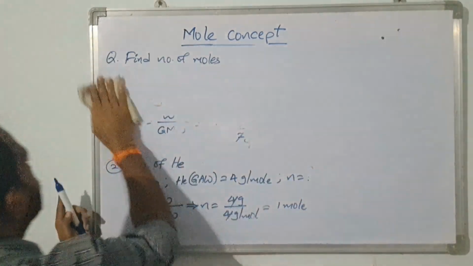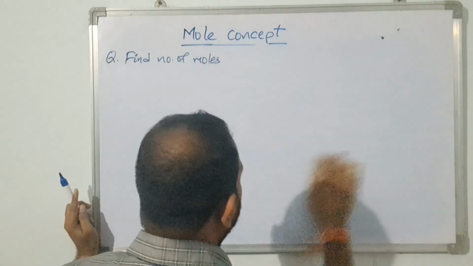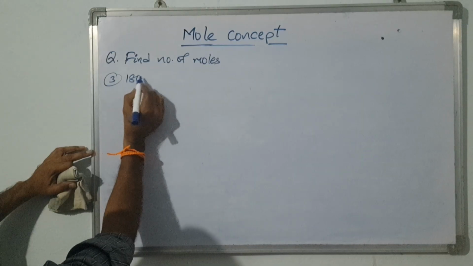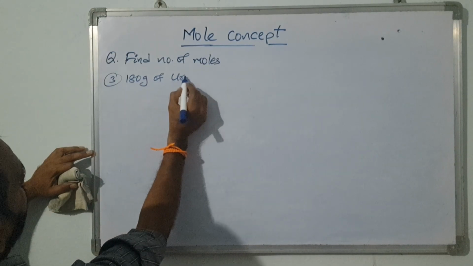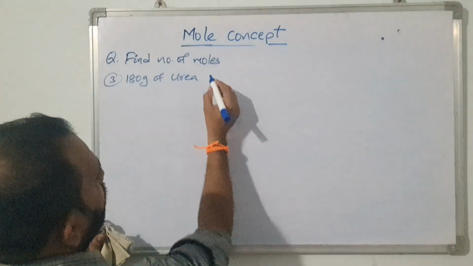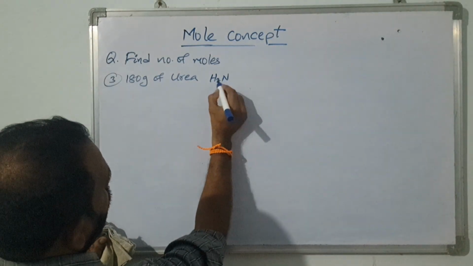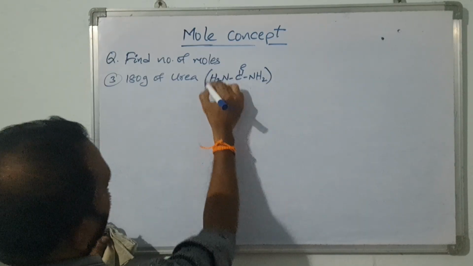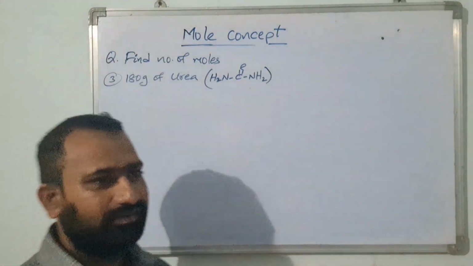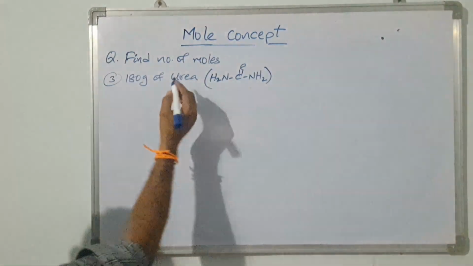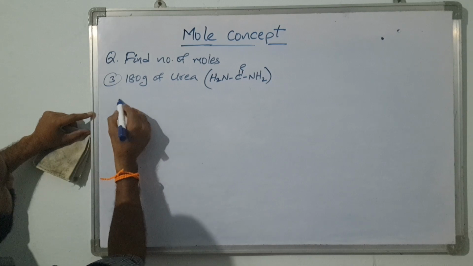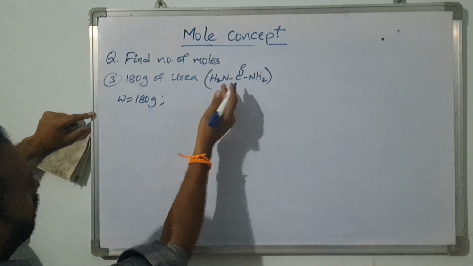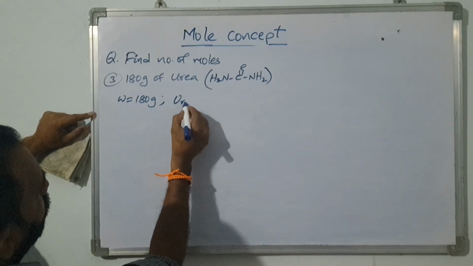Okay, next one, third question. 180 grams of urea. What is the formula for urea? Urea formula is NH2CONH2. It is a molecule, not an atom, because it contains a larger number of atoms. So first of all we should write the given information. Weight is equal to how much? 180 grams, given in the question. And it is a molecule, so we should calculate urea's molecular weight.